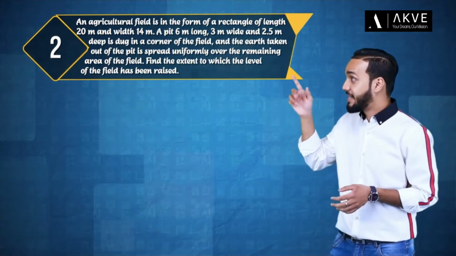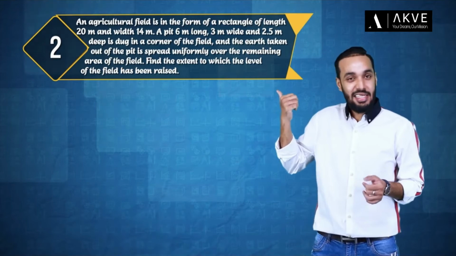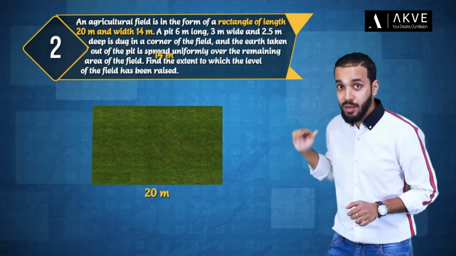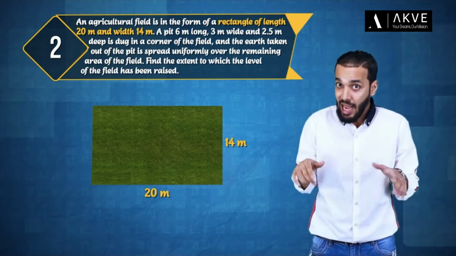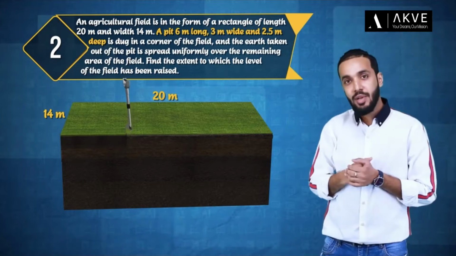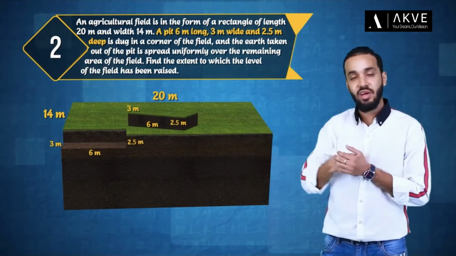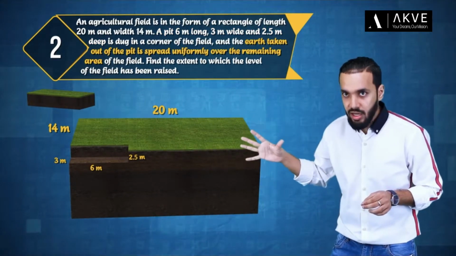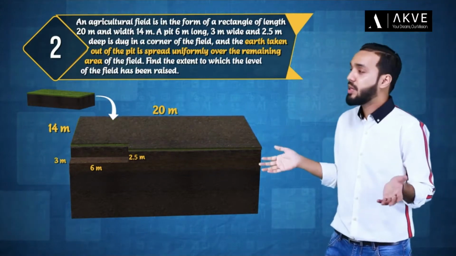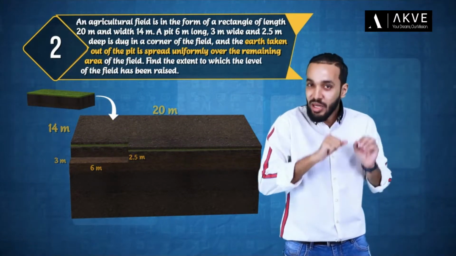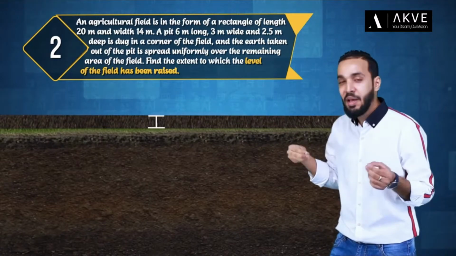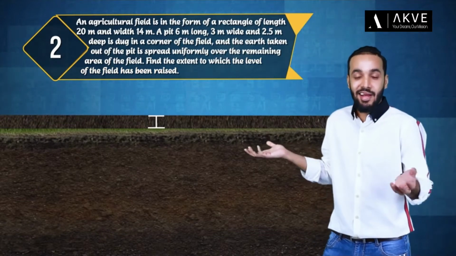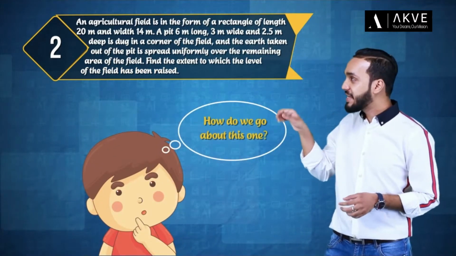Whoa, that's a pretty lengthy question. What does it say? Let's visualize. It says that there's a 20 meters by 14 meters rectangular field, and a pit of the given measurements is dug out at one of the corners of the field. Now, the earth or the soil taken out of the field is spread uniformly over the remaining area of the field, and we need to find the level or the height by which the field is raised. Quite interesting, isn't it? So, how do we go about this one?